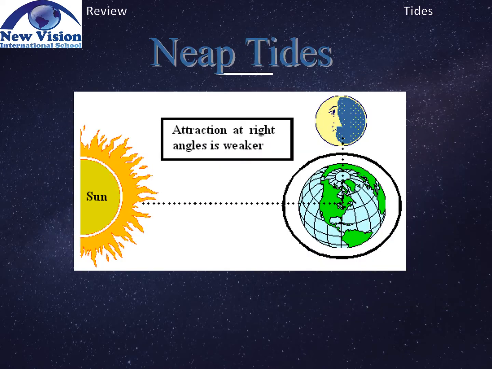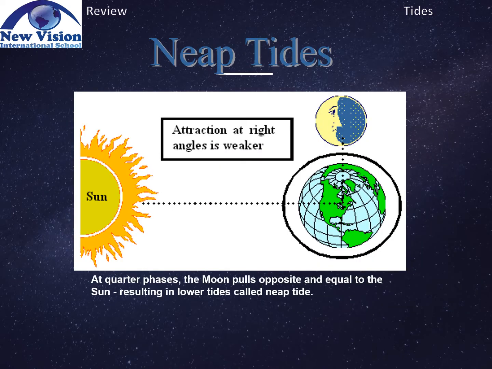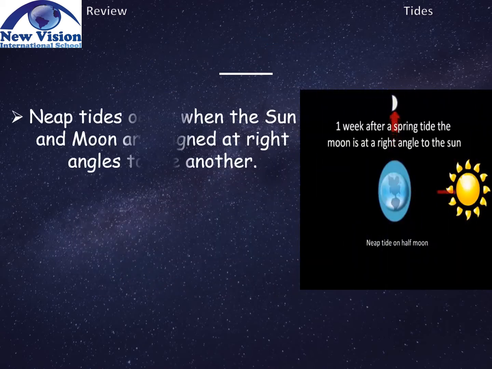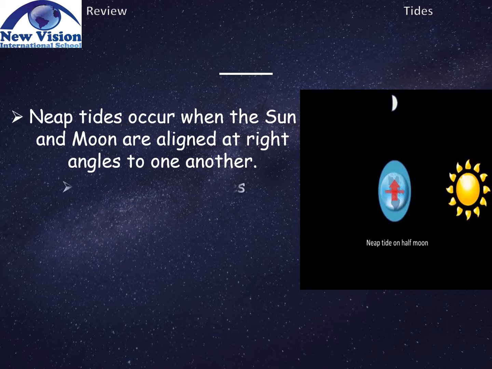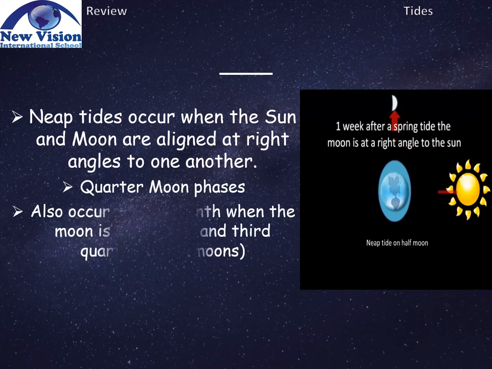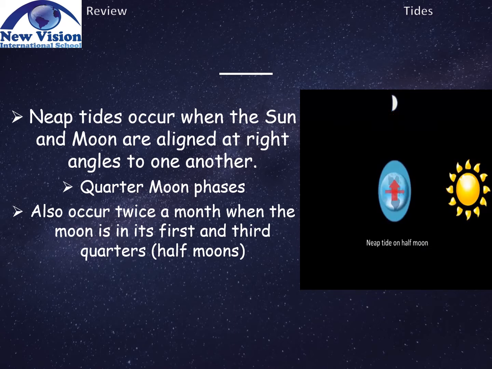Neap tides. At quarter phases, the moon pulls opposite and equal to the sun, resulting in lower tides called neap tide. Okay, remember, neap tides occur when the sun and moon are aligned at right angles to one another. Neap tides occur during quarter moon phases. They also occur twice a month when the moon is in its first and third quarters, half moons.